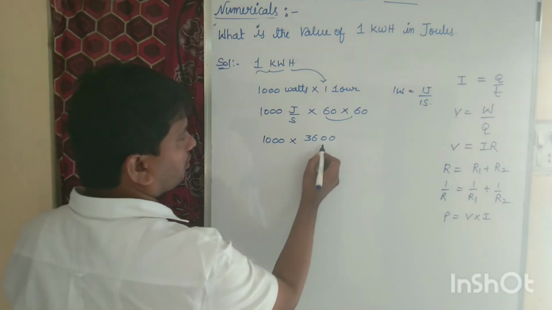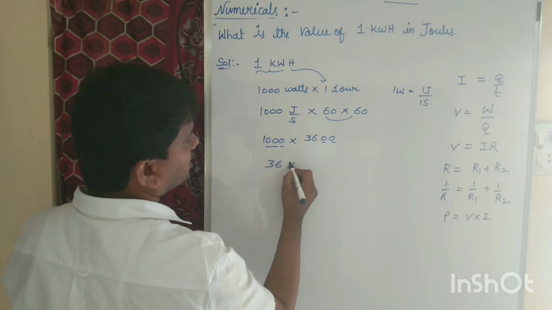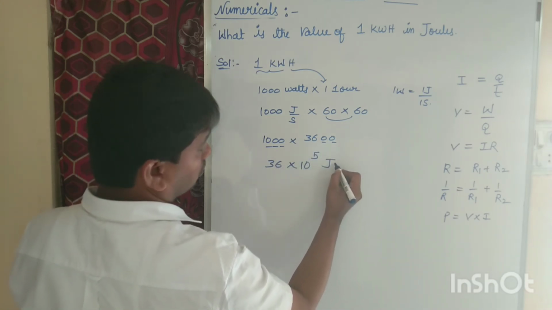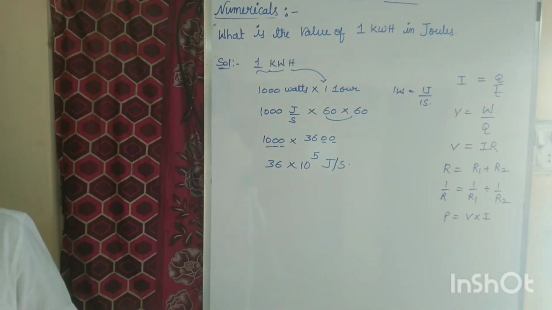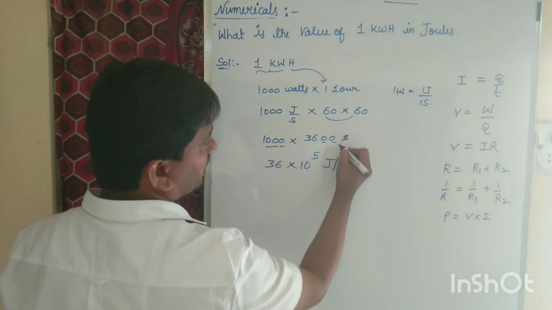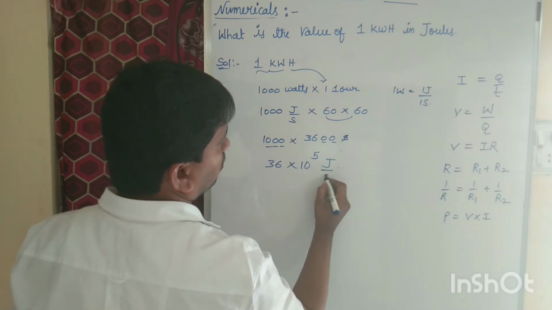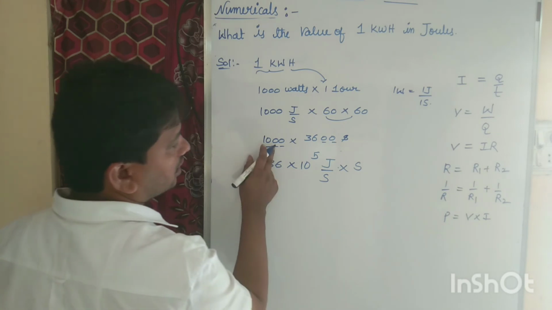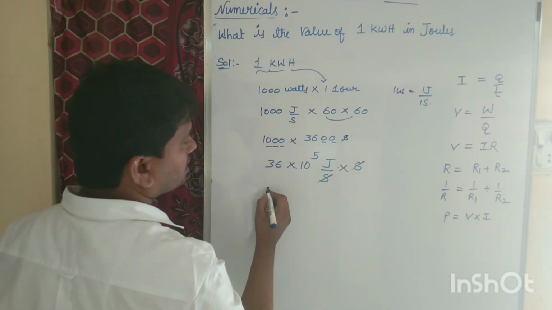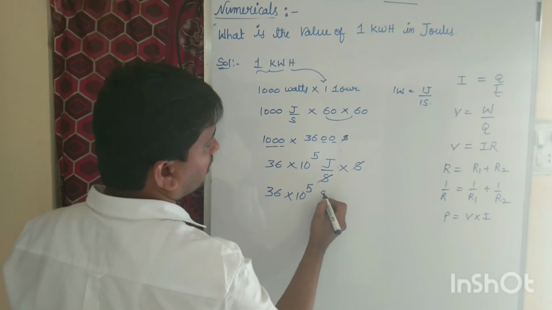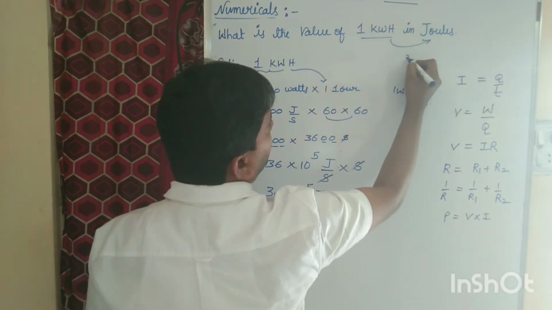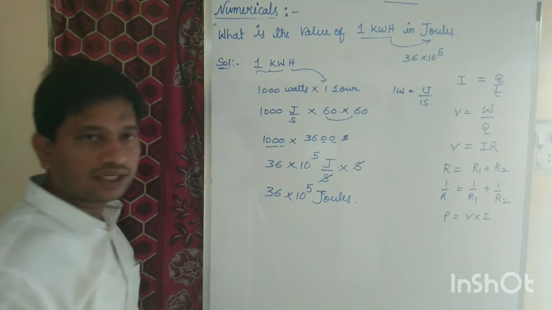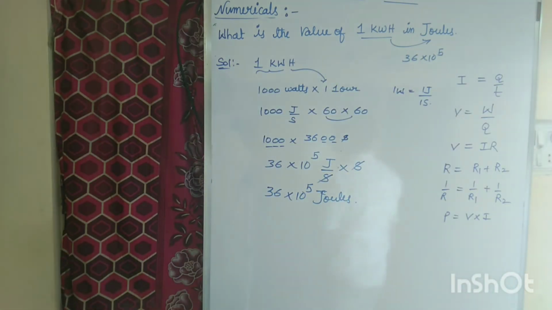So here we have how many zeros? 1, 2, 3, 4, 5. I can write it as 36 into 10 to the power of 5 joules per second into seconds, and I can cancel second and second. So we get 36 into 10 to the power of 5 joules. So children, 1 kilowatt hour in joules is nothing but 36 into 10 to the power of 5. This is also one of the important 2-mark questions.